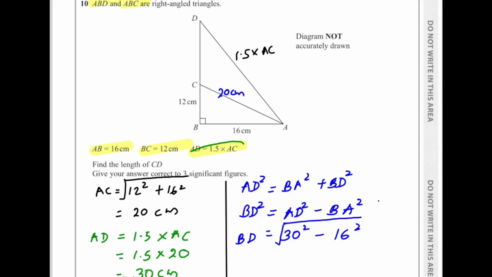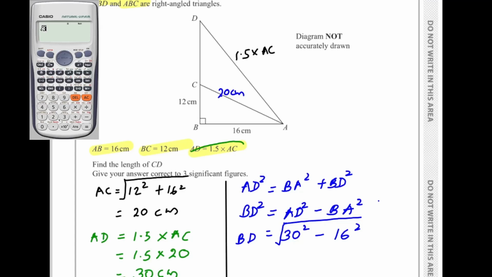So let's use the calculator again. Root of 30 squared minus 16 squared, which becomes as 2 root 161. 2 root 161, which becomes as 25.377. Now we need to get DC.